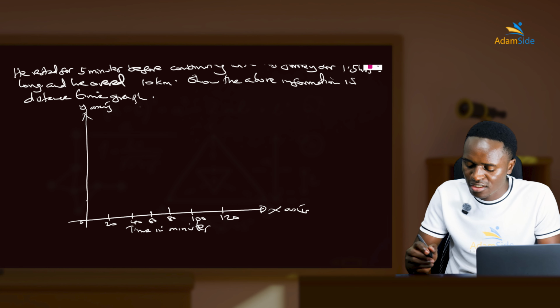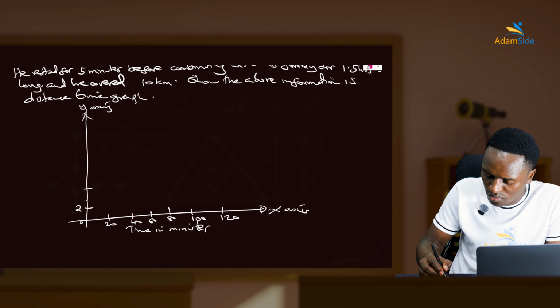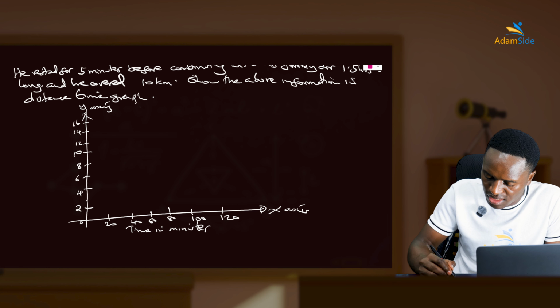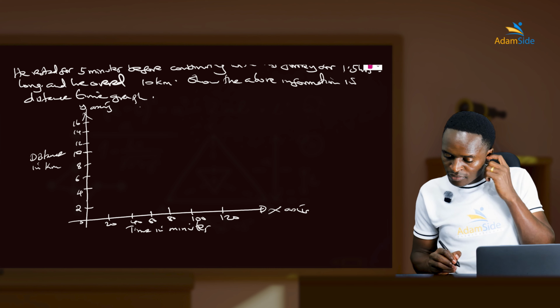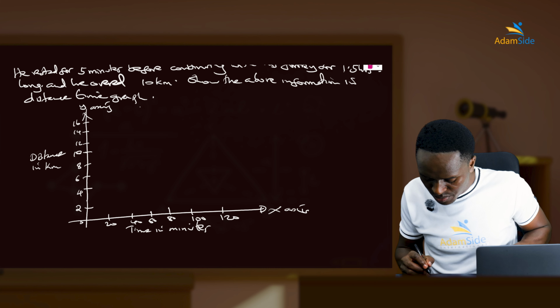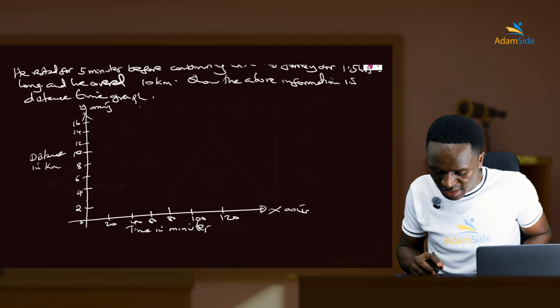Then we have kilometers. So we say 0, 2, 4, 6, 8, 10, 12, 14, 16. So we say distance in kilometers, and time in minutes. He covered 10 kilometers.